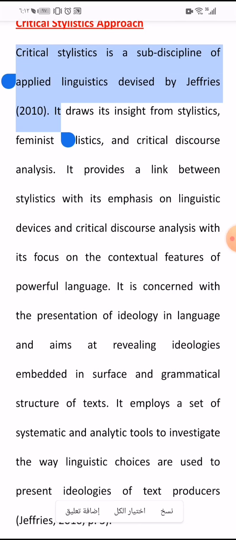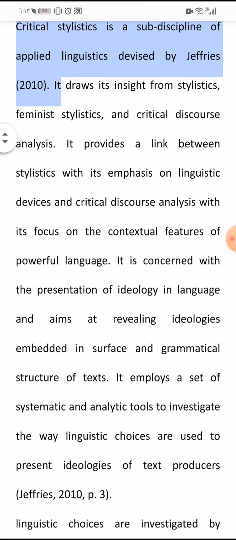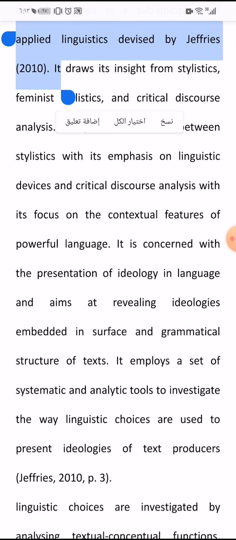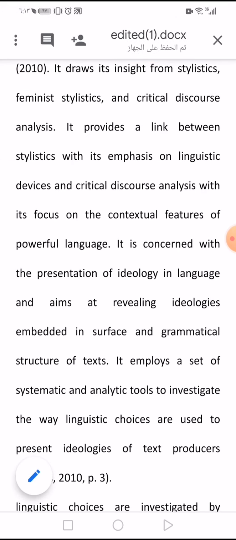It's a subdiscipline of applied linguistics devised by Jeffries, 2010. It draws its insight from stylistics, feminist stylistics, and critical discourse analysis. Critical stylistics provides a link between stylistics, with its emphasis on linguistic devices, and critical discourse analysis, with its focus on the contextual features of powerful language.